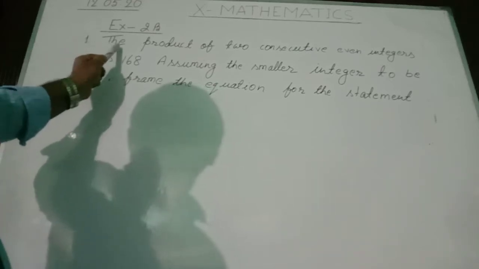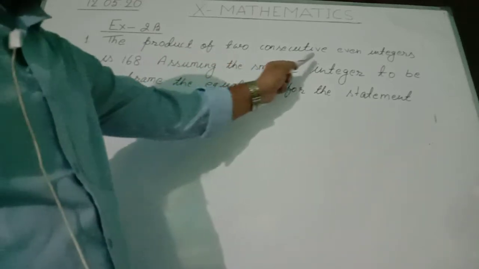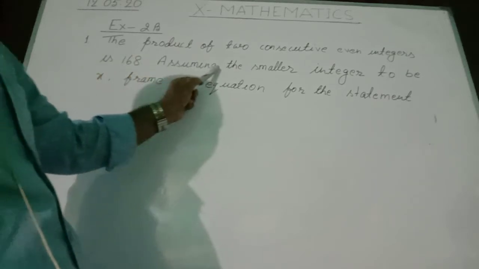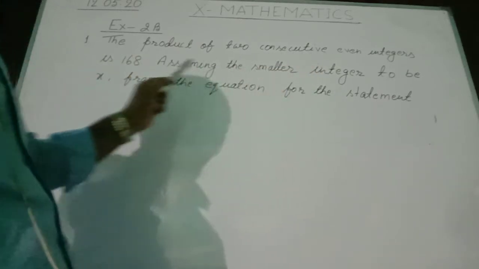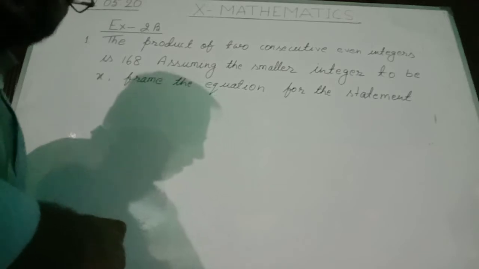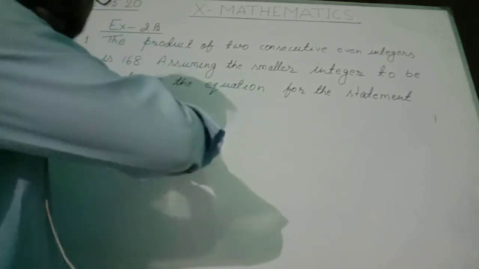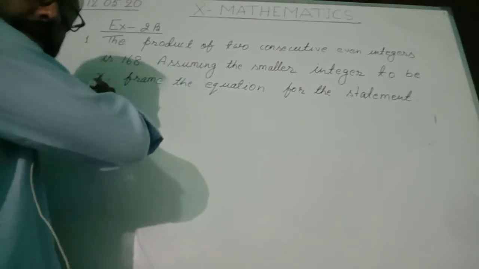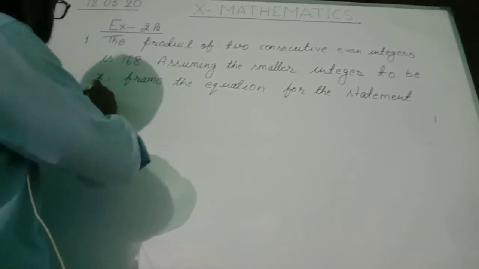Question number 1. The product of two consecutive even integers is 168. Assuming the smaller integer to be x, frame the equation for this statement. Here we are asked to frame the equation of the statement. Solution.